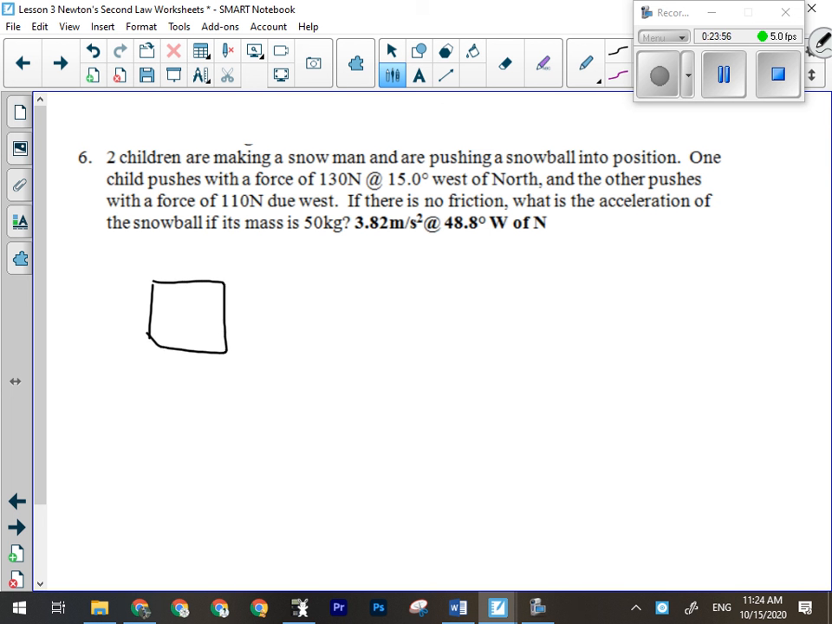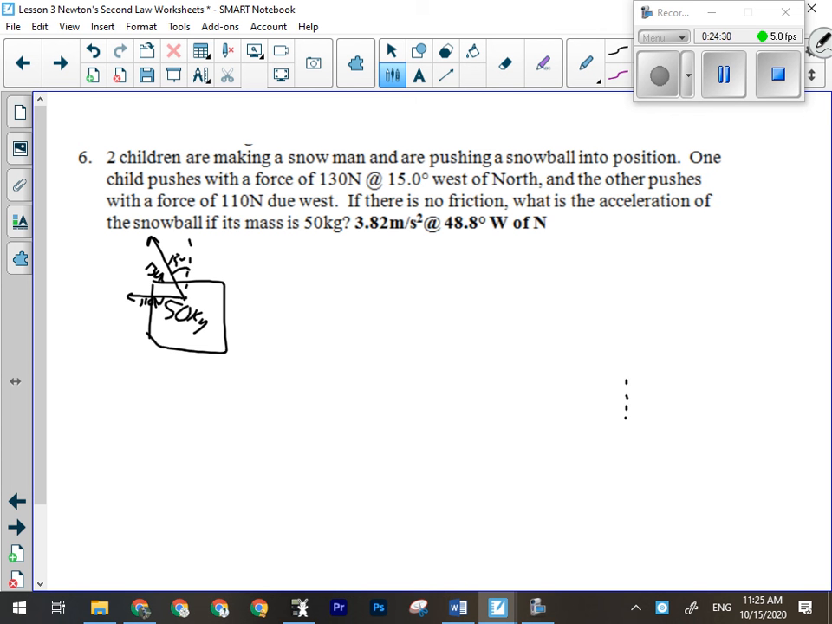We have the snowball, which is 50 kilograms, and it's being pushed 130 newtons at 15 degrees west of north. So here's north, there's our 130 newtons, 15 degrees, and the other one is due west. That's my free body diagram. Other than identifying the forces, it's not all that useful to me in this question. What is going to be useful is the two vectors being drawn as a vector diagram.